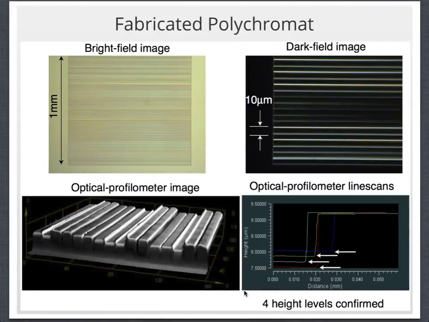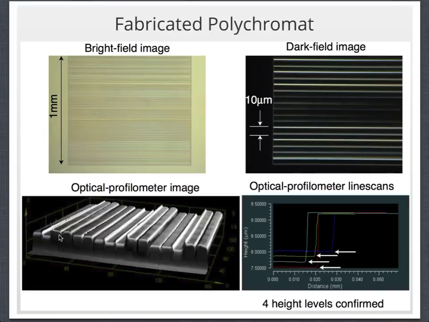So these are some images of the device. The top two are microscopic images. One was taken with a bright field, and the other one was taken with a dark field. So I'll show you the device itself, how it looks, but here you can see the microscope images. And in the bottom, this is a profile which was measured using an optical profilometer. It basically uses interference of light to determine the heights of a structure.